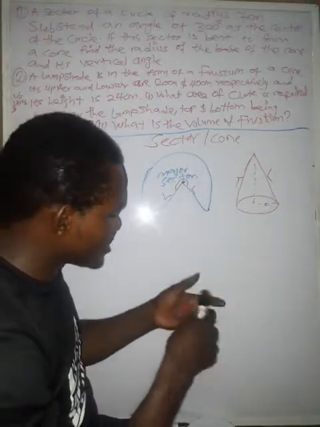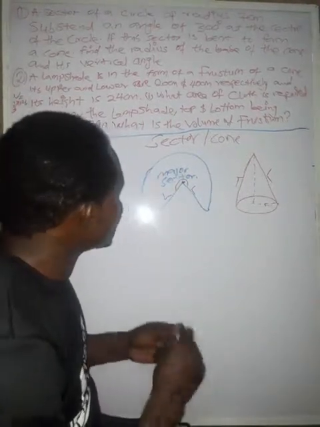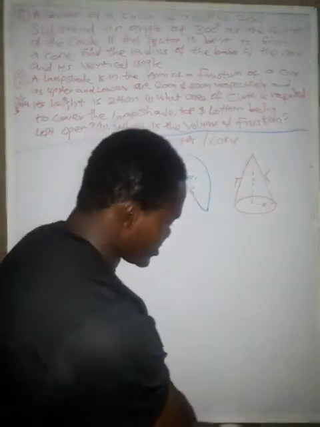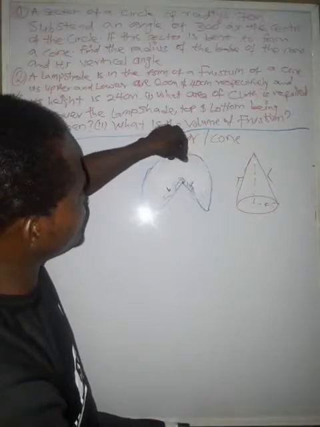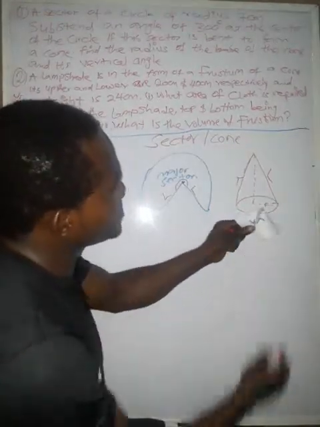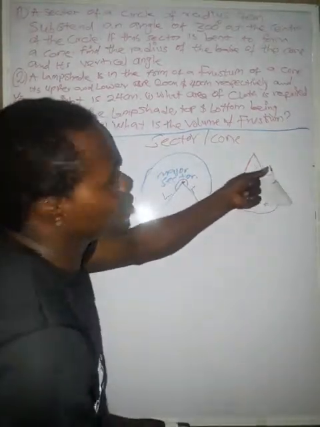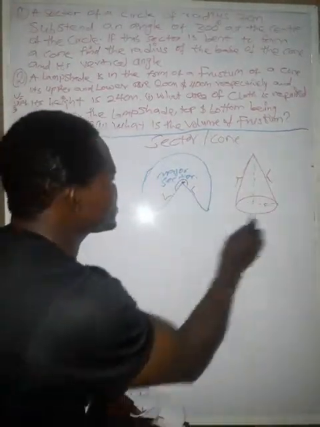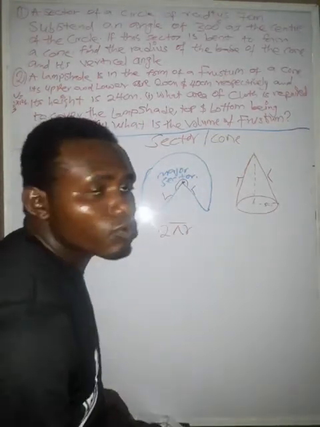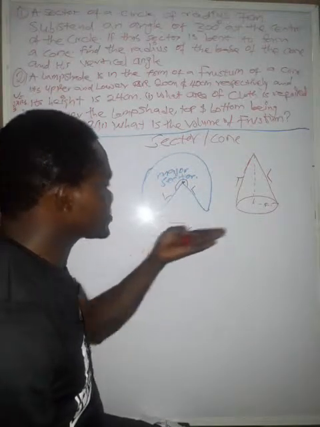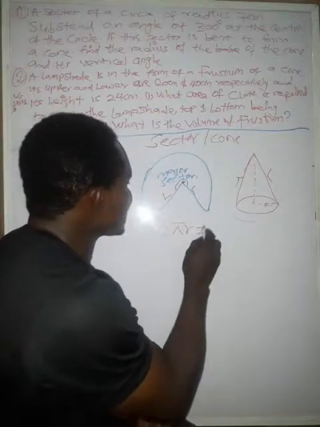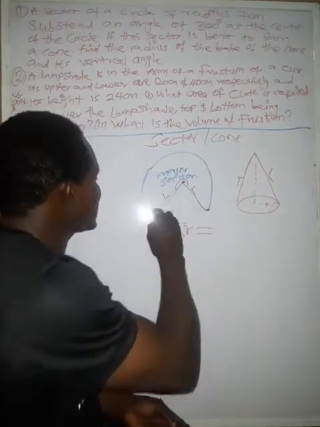Now, from my explanation, don't forget that in the case of this sector, we have the length of an arc. But once it is folded like this, it becomes the base circumference of the cone, which means here I'll have 2 pi r for the cone. This is the circumference of the cone, and it is the same thing as the length of an arc from here to here.